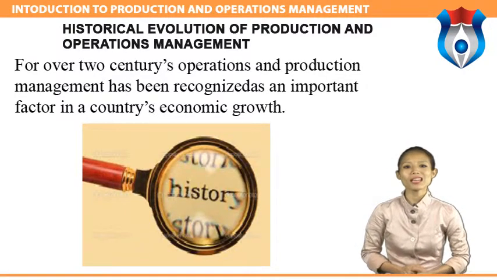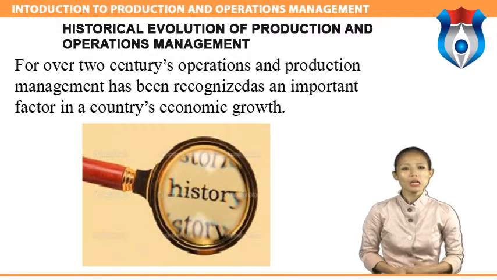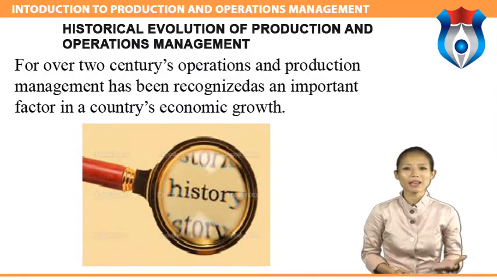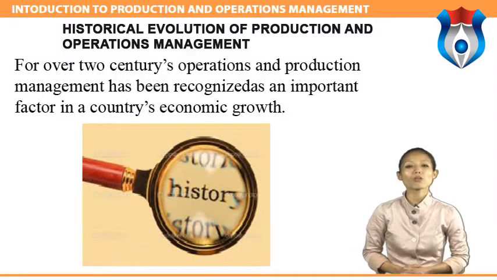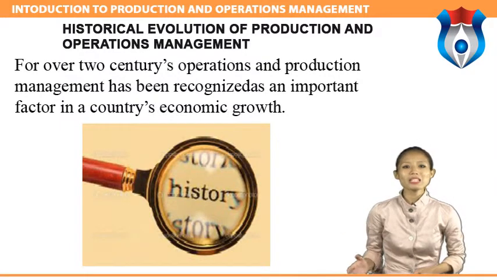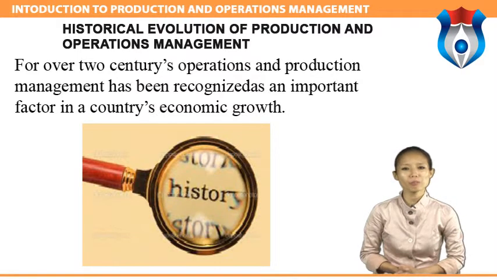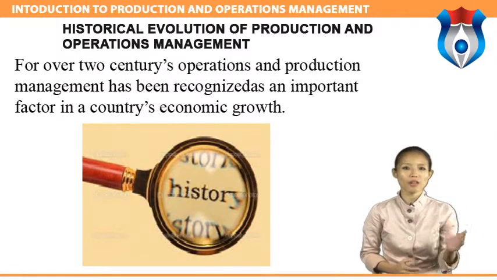For over 2 centuries, operation and production management has been recognized as an important factor in a country's economic growth. The traditional view of manufacturing management began in the 18th century when Adam Smith recognized the economic benefits of specialization of labor. He recommended breaking jobs down into sub-tasks and assigning workers to specialized tasks in which they would become highly skilled and efficient.